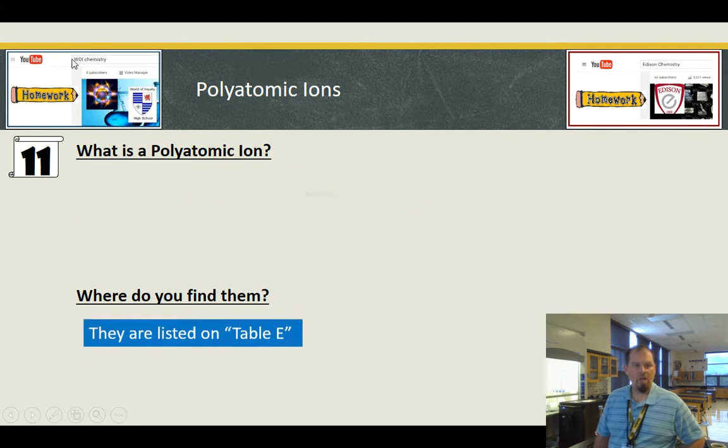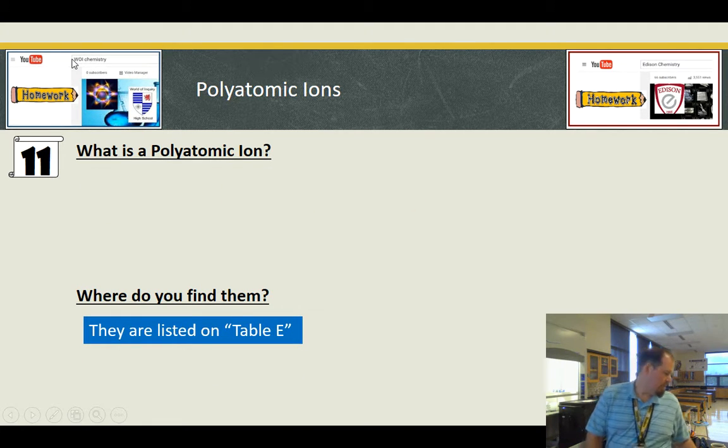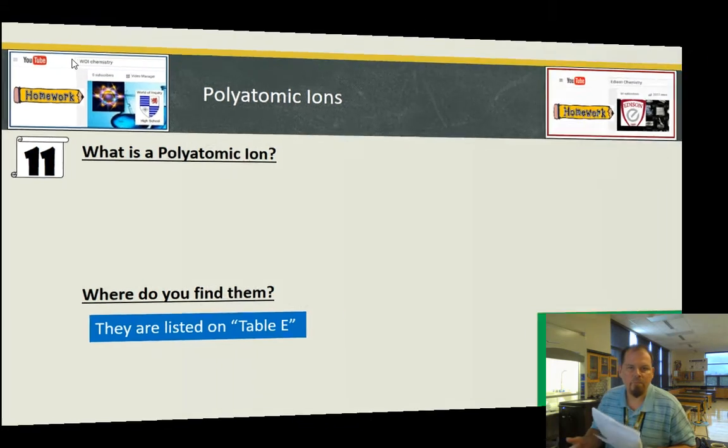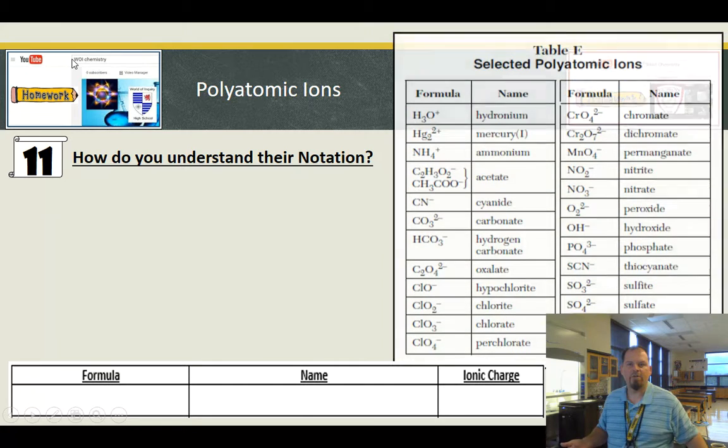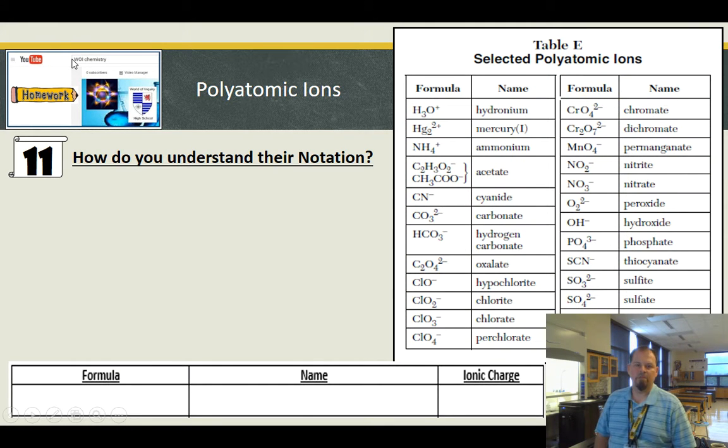Okay? They are all listed on Table E. So here's our handy dandy periodic or reference table. Table E is right in the back, and here is a list of all of the polyatomic ions. We will use them to figure out how these things work. Ready? On with it. So we understand the notation. Okay? First off, here's Table E. So we have a graphic of Table E for us to use. I'm going to teach you real quick how to use it.